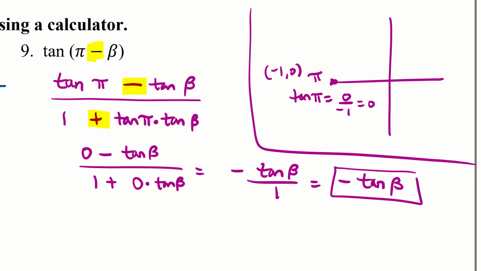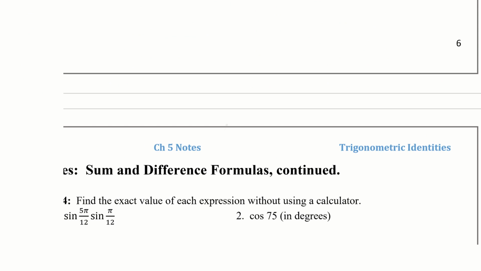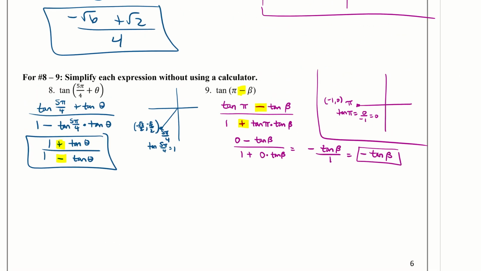And also, like the last problem, we have one angle that we can evaluate the tangent of because we know the angle. And then we have the other, where we don't know what beta is, so we cannot evaluate that. So that will remain. And then when we go through, since the tangent of pi is 0, when we do sine over cosine, it simplifies pretty nicely to negative tangent of beta. And that is the end of our notes for today. This was 5.2, day 1.